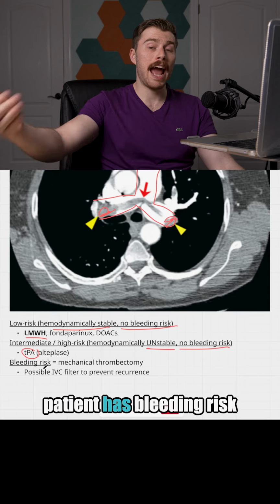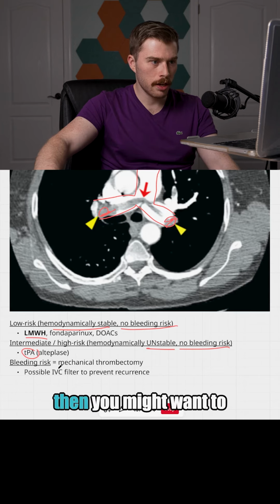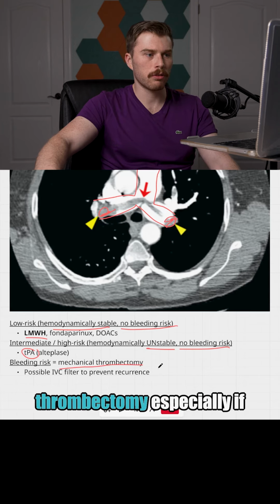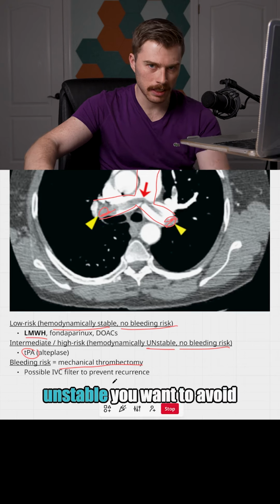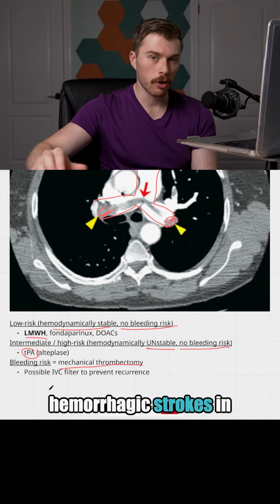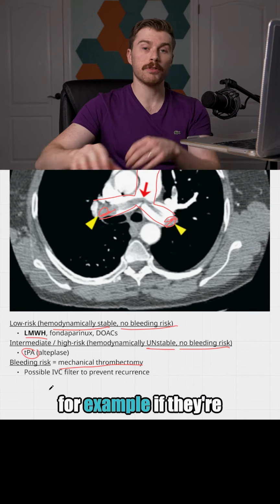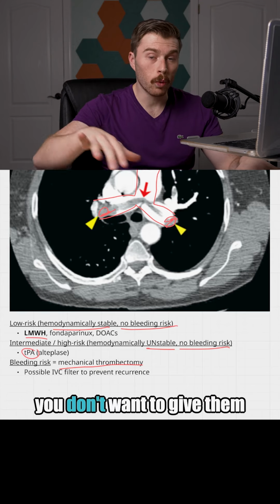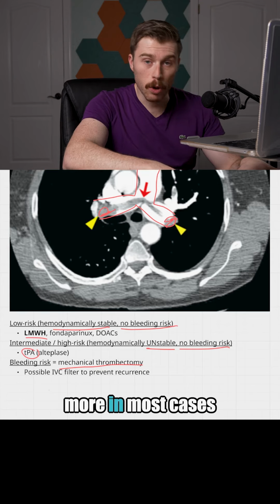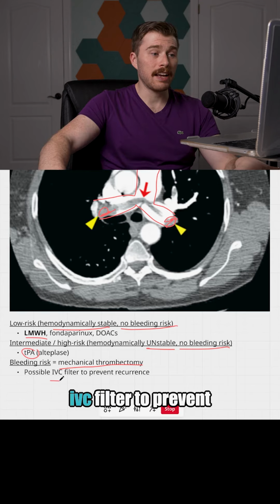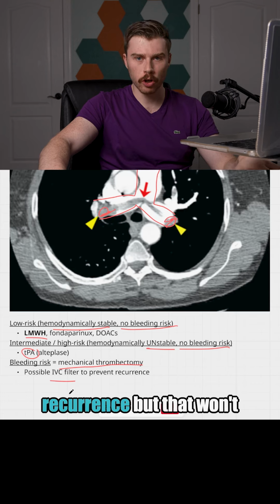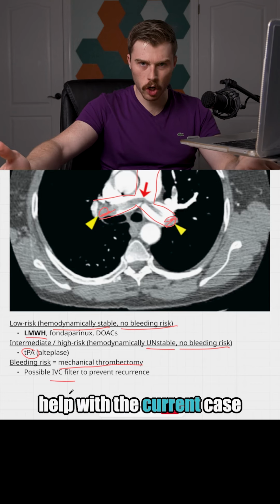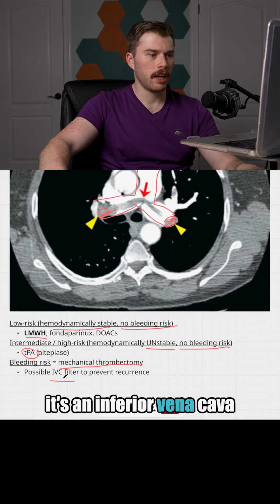If the patient has bleeding risk, then you might want to consider mechanical thrombectomy, especially if they're hemodynamically unstable. You want to avoid hemorrhagic strokes in people with bleeding risks. For example, if they're already on something like warfarin, an anticoagulant, you don't want to give them more in most cases. You can also consider an IVC filter to prevent recurrence, but that won't help with the current case. That's an inferior vena cava filter.